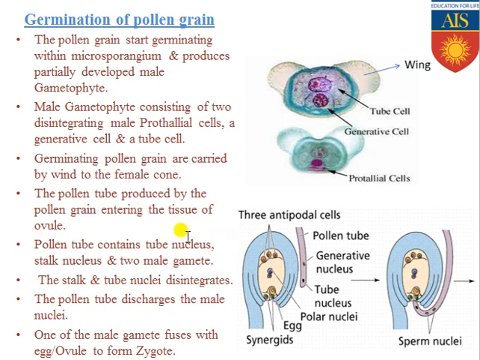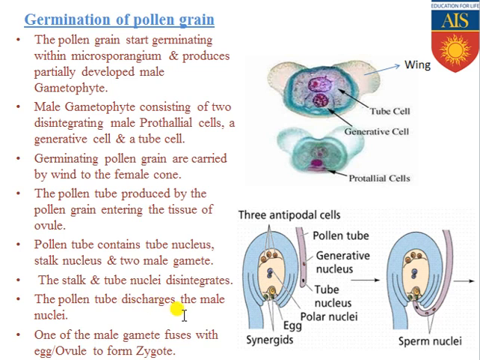The pollen tube contains the tube nucleus, the stalk nucleus and two male gametes. So the tube nucleus is there, and another nucleus is added here that is not present in angiosperms, the stalk nucleus, along with two male gametes produced from the generative cell. The stalk and tube nuclei disintegrate when the pollen tube enters the ovule, because these two nuclei have no function in the fertilization process. Their main function is only guiding the male gametes and providing nourishment. So they get disintegrated and destroyed.